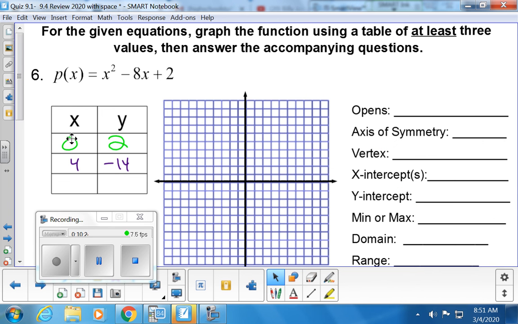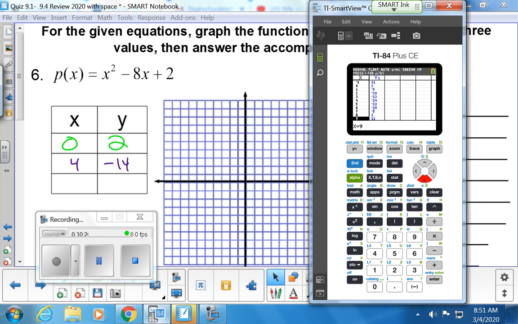How do you go to the table? What? How do you go to the table? Yeah. Second table. First table.